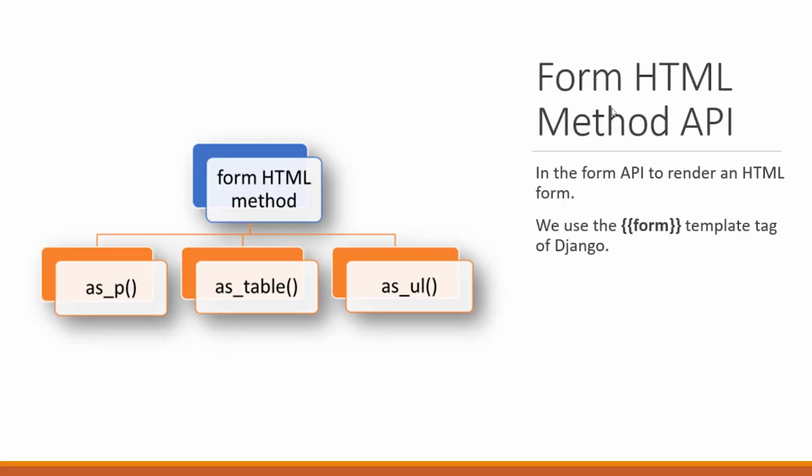So firstly we will learn the rendering of an HTML code by using the form HTML method API. And in the form API, to render the HTML form, we use the form template tag of Django. The form API also provides us three methods by using which we automatically render the HTML form. And these methods are as_p, as_table and as_ul. So let's see an example of each method to get a clear concept. So I will show you the example.